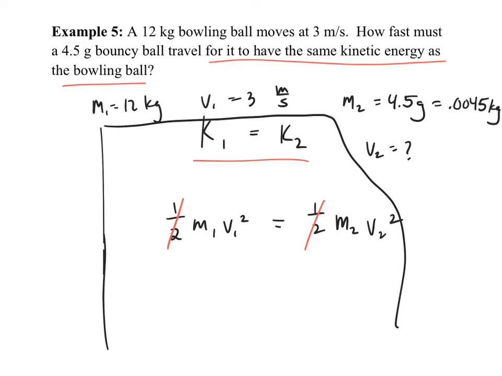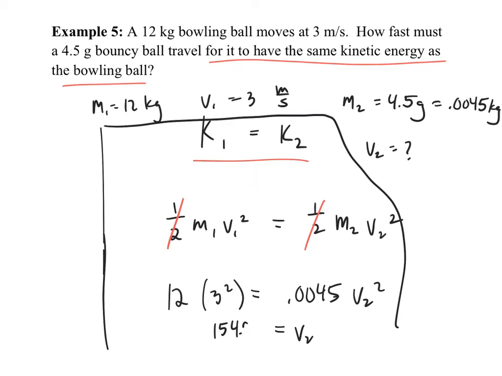All my givens are above this box in area. Okay, I want to solve for V2. I can solve algebraically, I can plug in 12 times 3 squared equals 0.0045 times V2 squared. Solve for V2. V2 will become, for this problem, just so you have a number, if you're checking, 154.9.